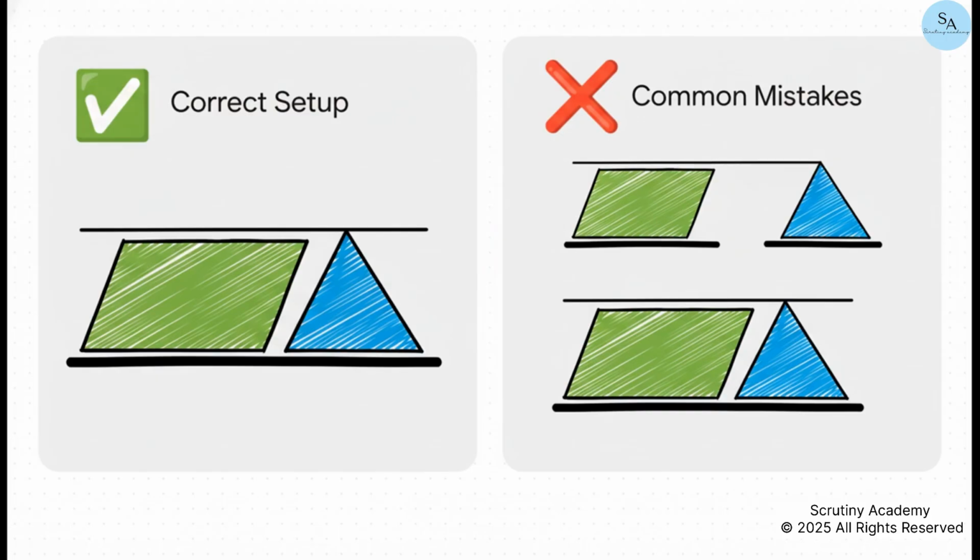But on the right, you see the common mistakes. In one case, they have different bases. In the other, the top corners don't line up on a parallel line. Keep this visual in your head, because it is the absolute key to using the theorems we're about to cover.